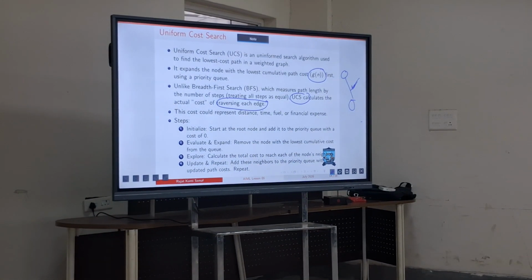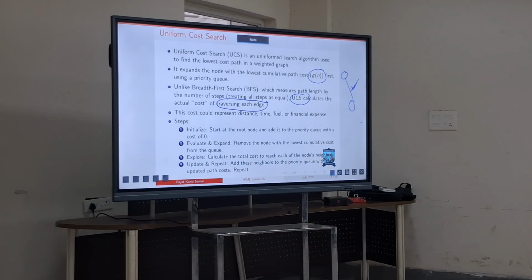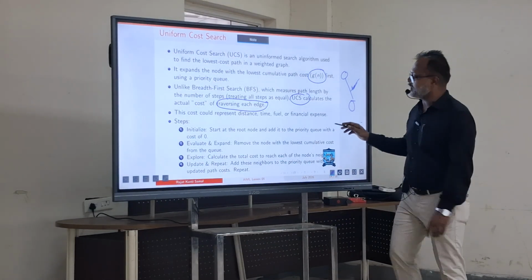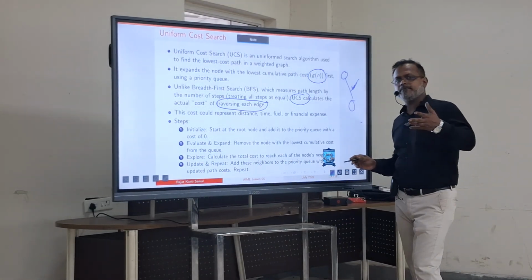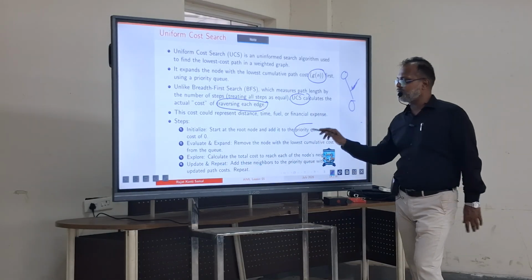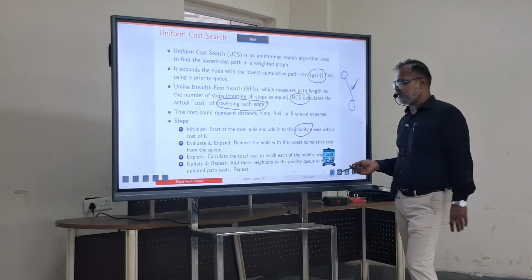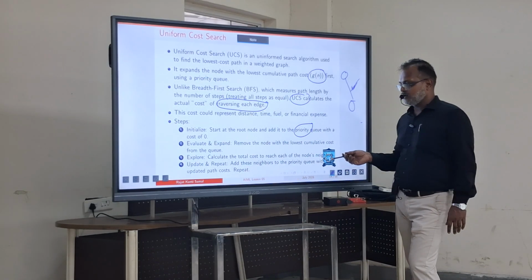Next, the steps. Start at the root node and add it to the priority queue. Priority queue means you maintain the queue with priority. Then evaluate, expand, explore, update and repeat.